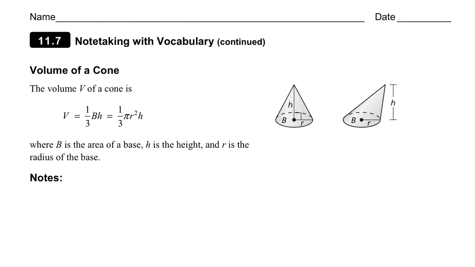Then we have the volume of a cone, which is 1/3 times the base times the height, because it ends at a peak, just like a pyramid. But more specifically, since the base is circular, our base is pi r squared. And it doesn't matter if the cone is slanted or a right cone, as long as the height is perpendicular to the base, to the radius.